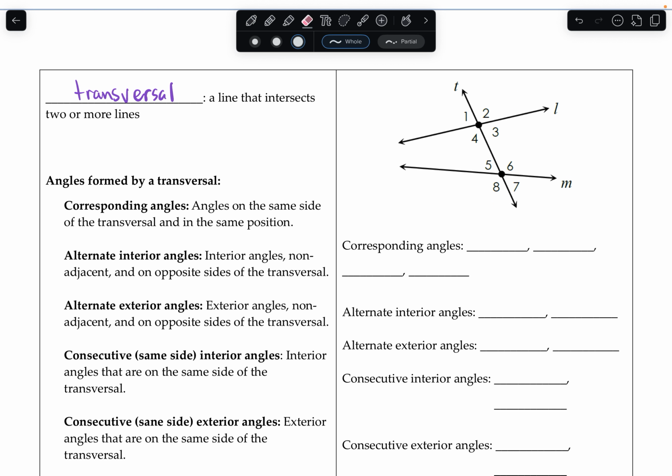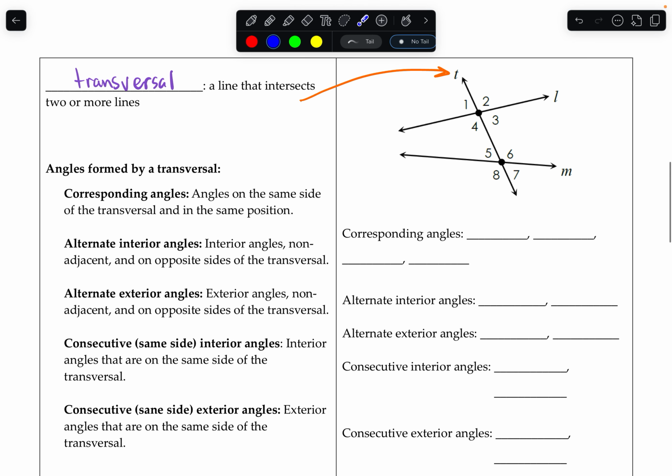So real quick, a transversal is a line that intersects 2 or more lines. So in this example, line T is our transversal because you can see that line crosses 2 lines. It crosses L and it crosses M. So your transversal is T, and the 2 lines being intersected would be L and M. Now let's talk about different types of angles.